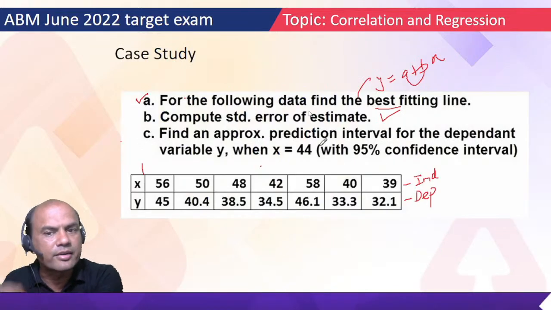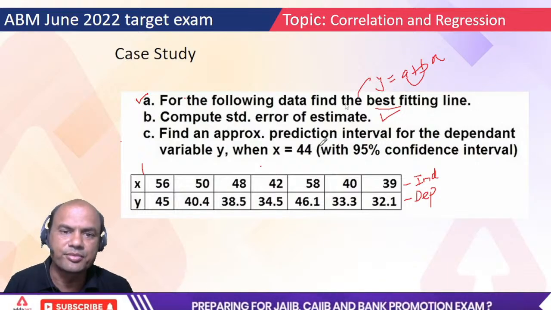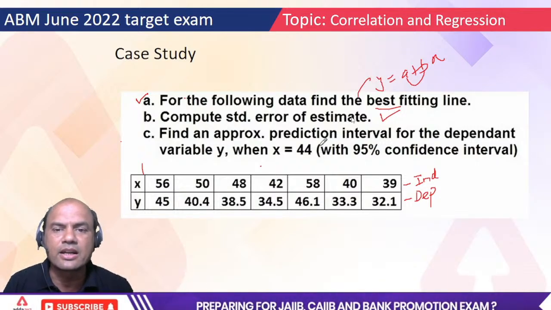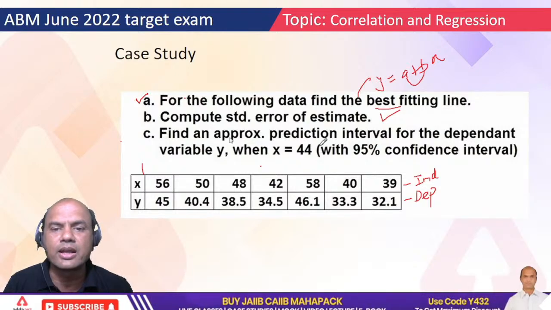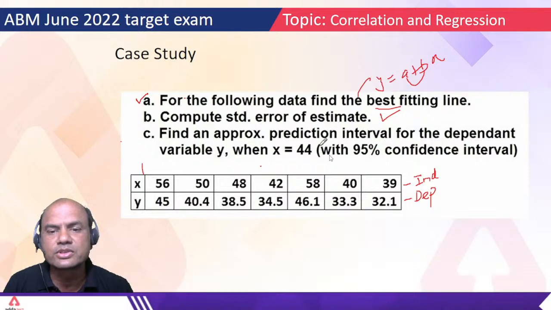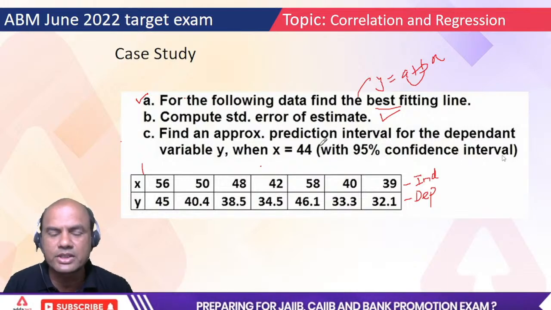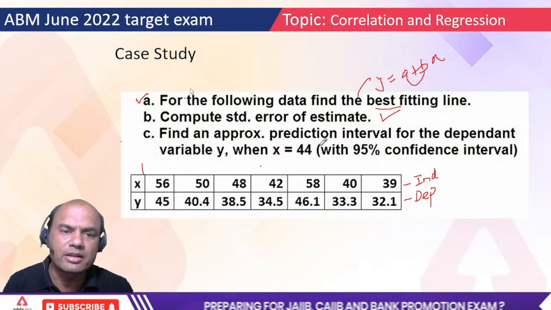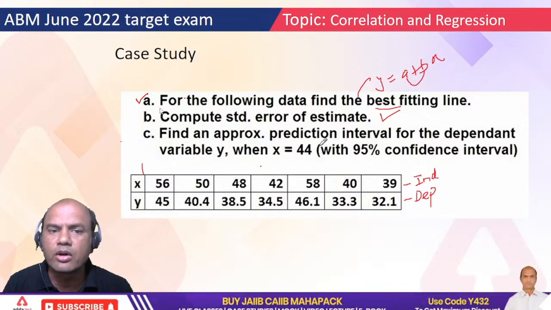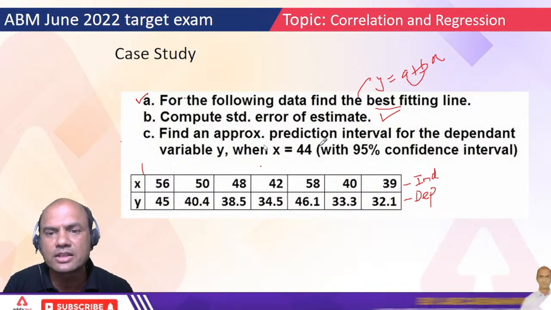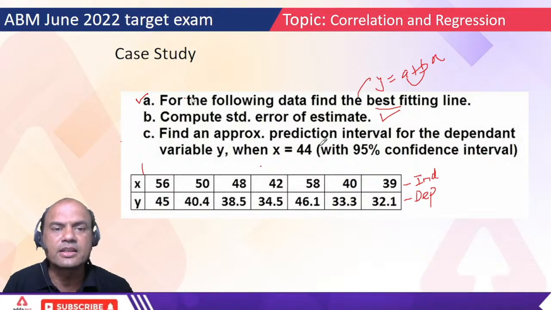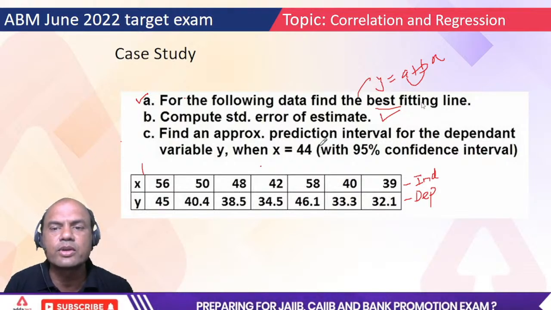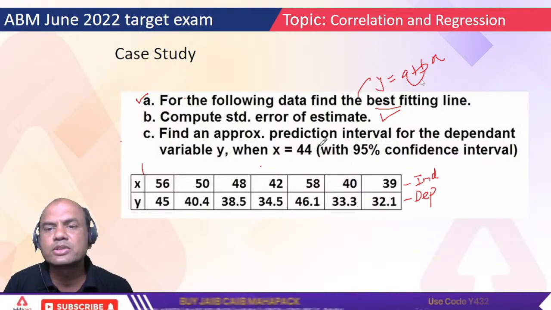For the following data, find the best fitting line. Compute the standard error of estimate and find the approximate prediction interval for the dependent variable y when x equals 45 with 95% confidence level. Now remember, all of these parts A, B, C you won't get in the exam in a single case study. In a single case study, A is generally for one case study. Only y equals a plus bx.